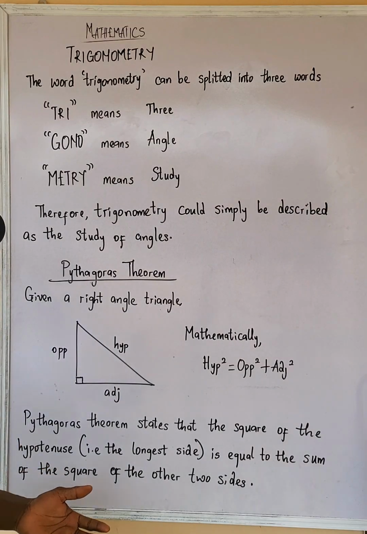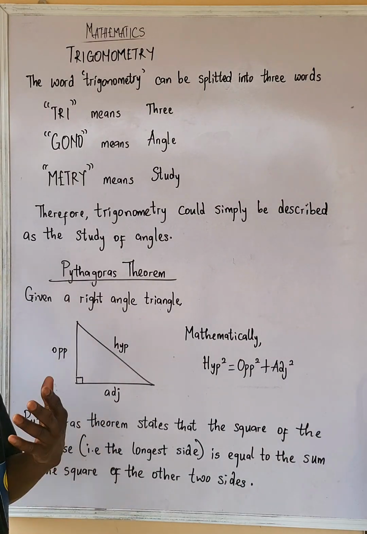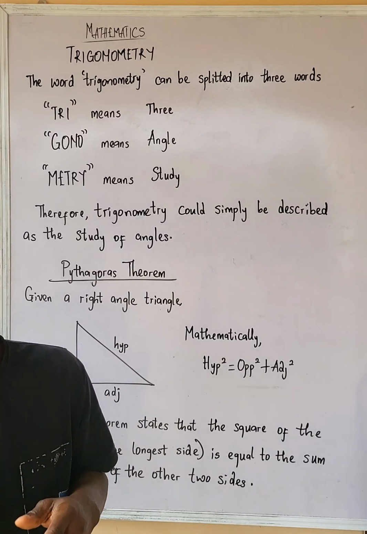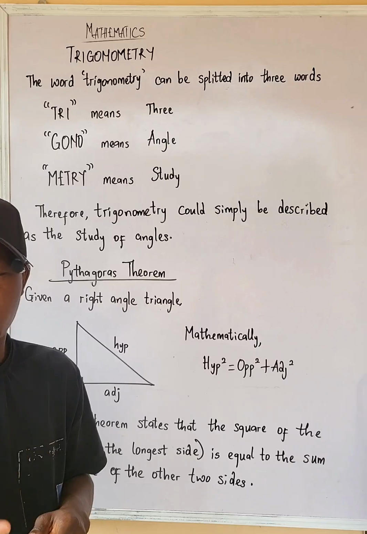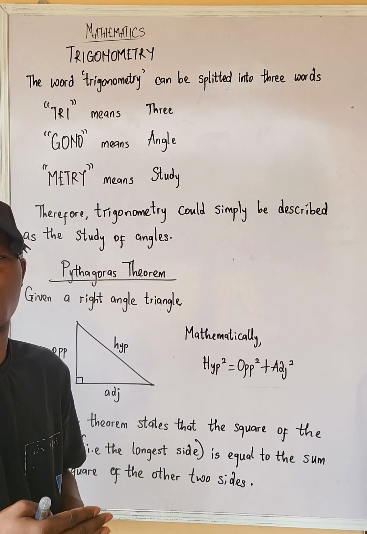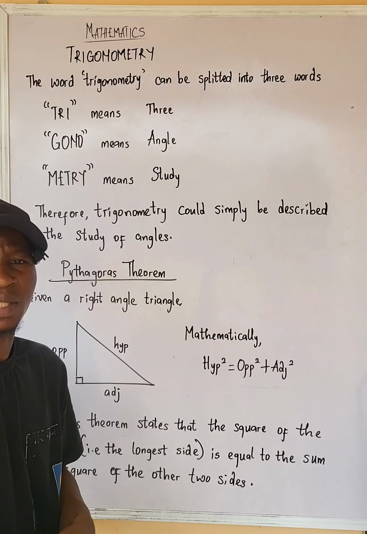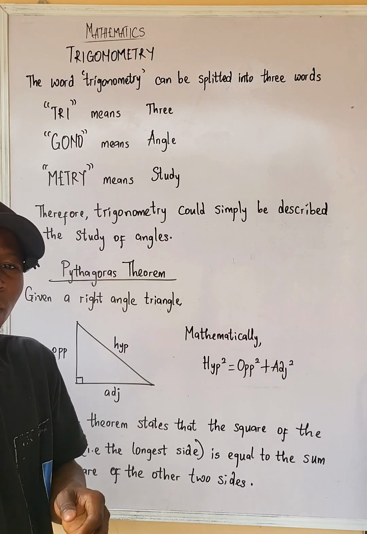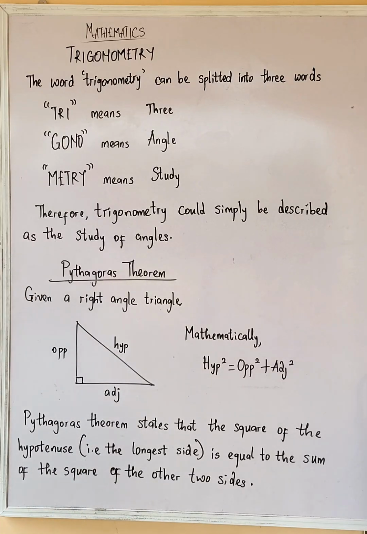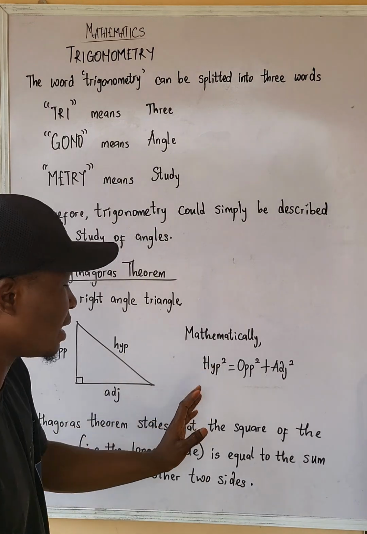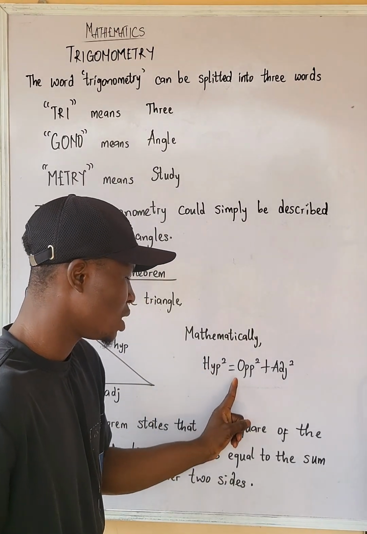Now, what are the other 2 sides? Opposite and adjacent. The side facing your angle is what we know as the opposite. The base of the angle is what we know as the adjacent. The side that contains the base of your angle is the adjacent.